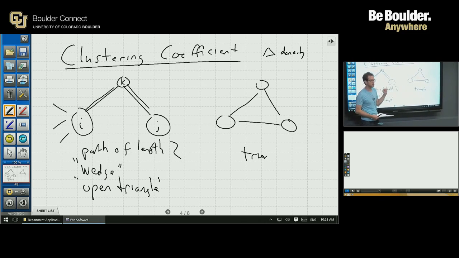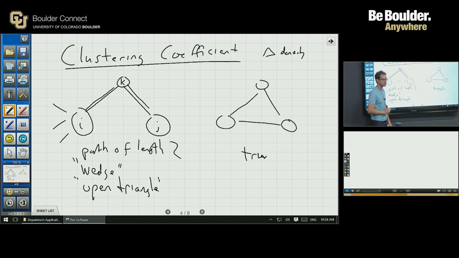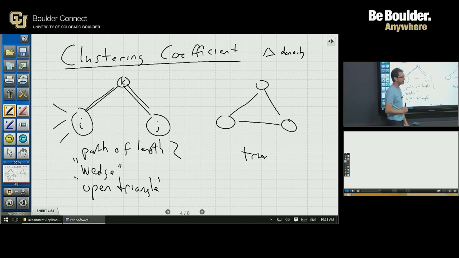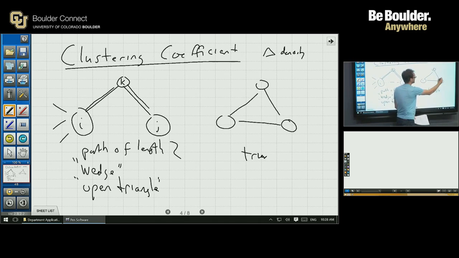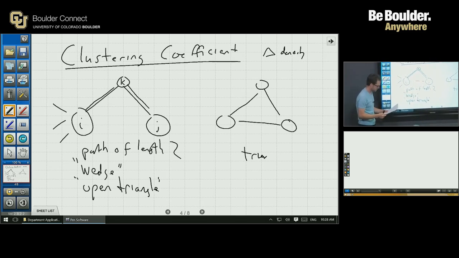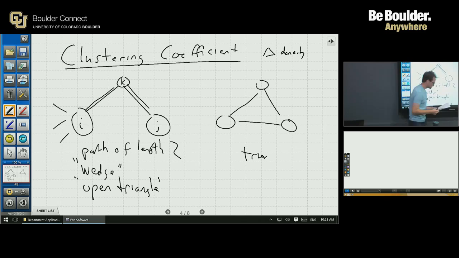So it should be clear that necessarily this is a larger set of things than this, because I don't care about what's happening here. I just count the number of paths of length 2, and I ask how many of them are involved in a path of length 3, such that the starting point and the ending point are the same. A path that goes i, k, j, and then back to i. Okay. So I can compute this.